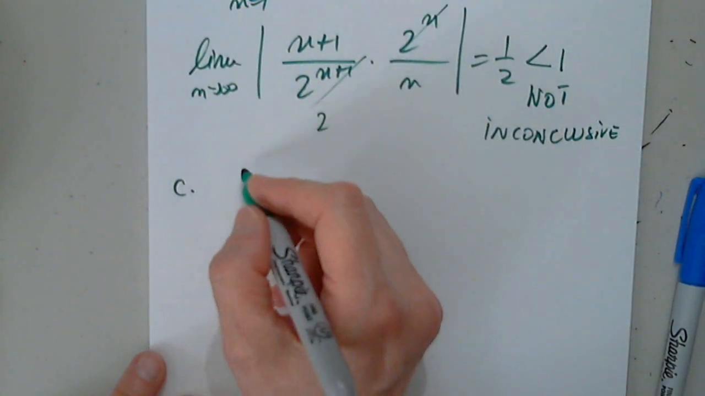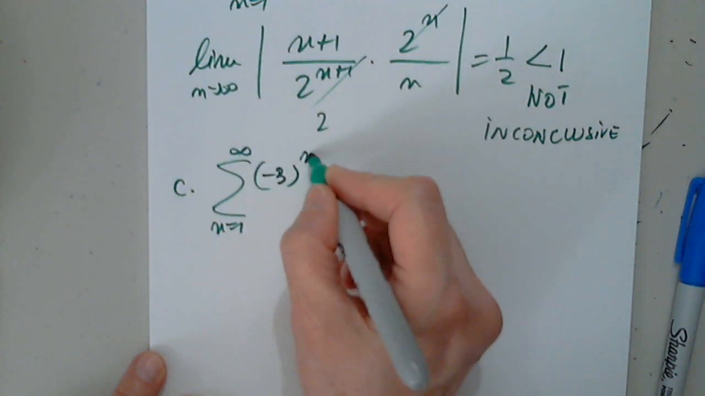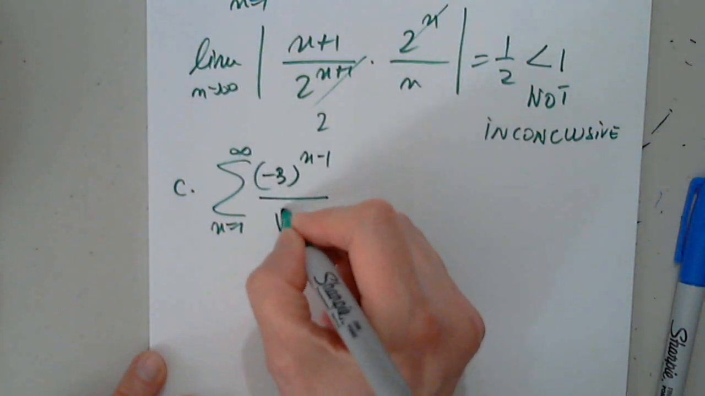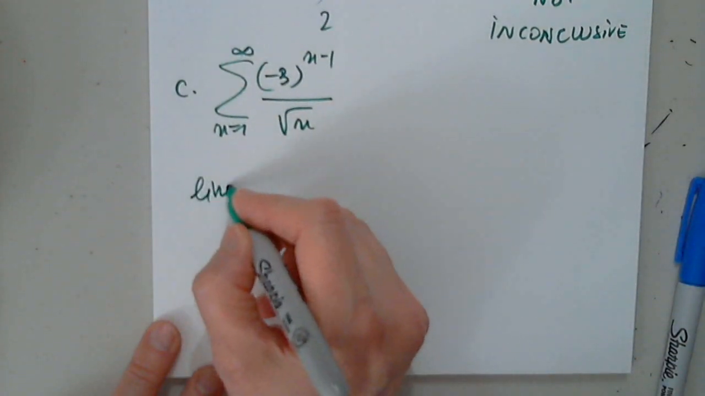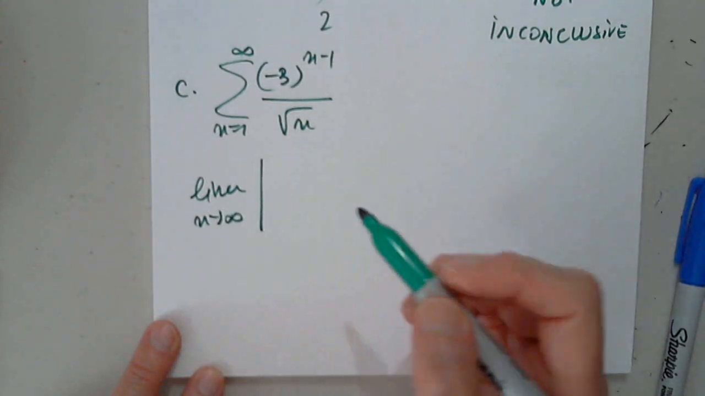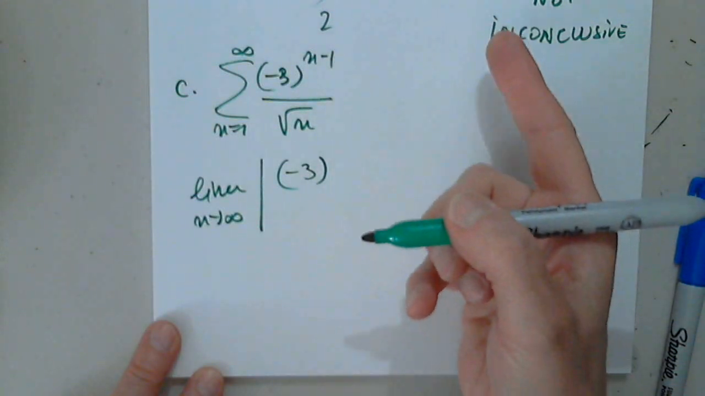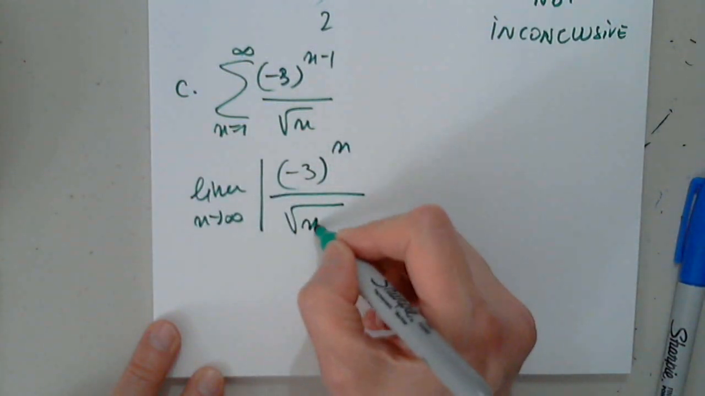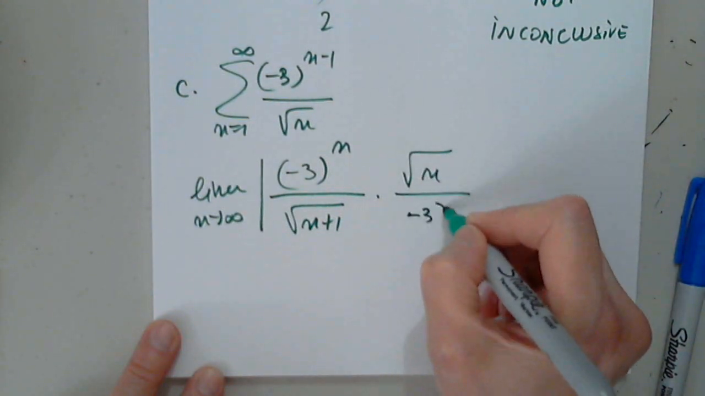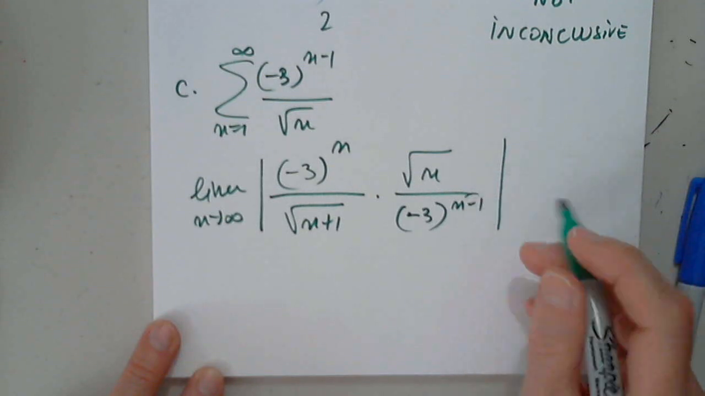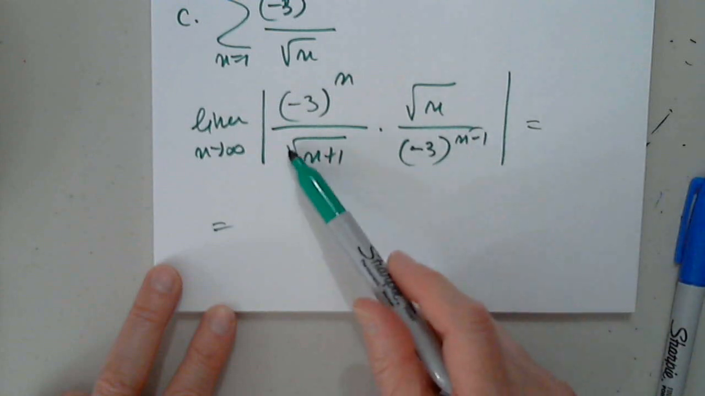So part C, n equals 1 to infinity of negative 3 to the n minus 1 over the square root of n. Good. So again, limit as n approaches infinity. Negative 3 to the n plus 1 minus 1 is n over the square root of n plus 1. And we flip the square root of n over negative 3 to the n minus 1. So this limit will be 1, but let's see what we get.